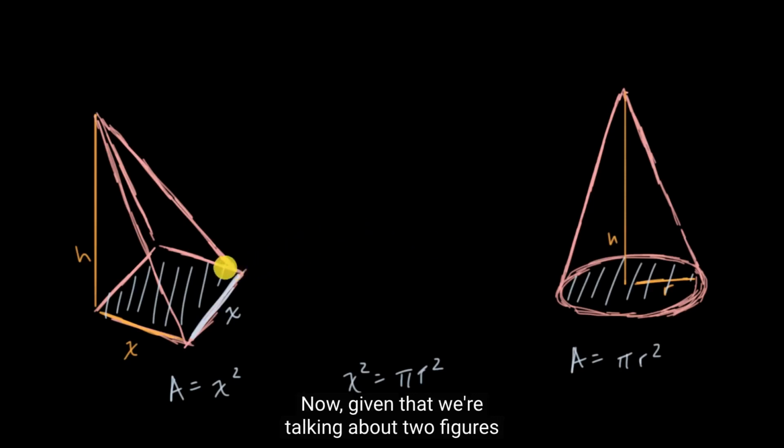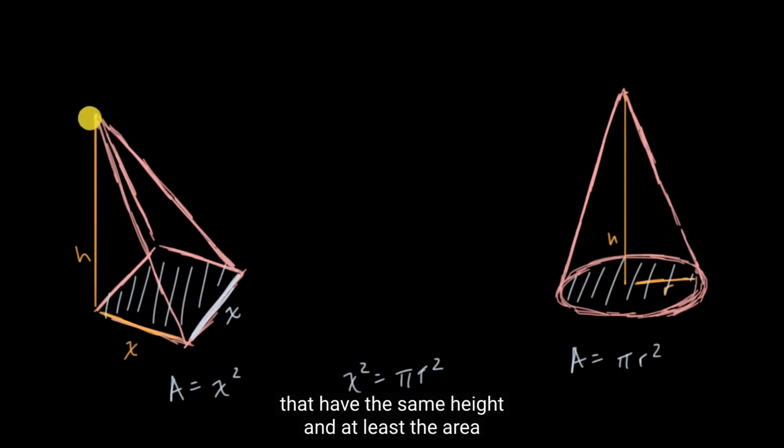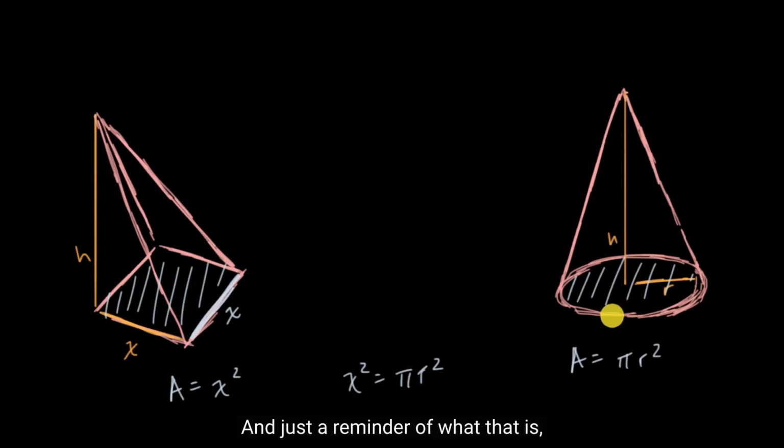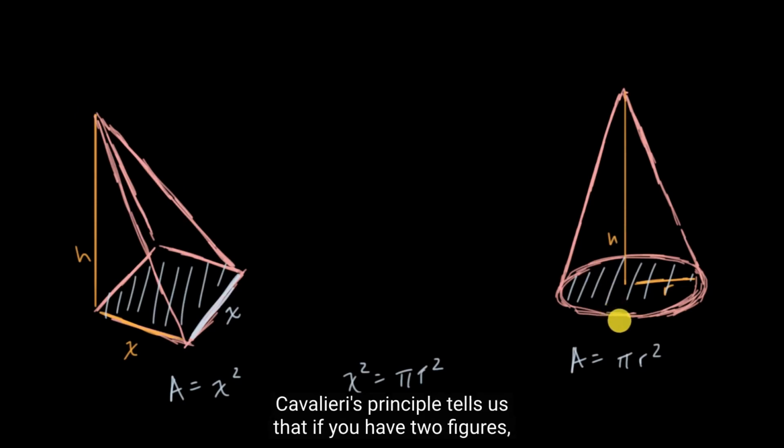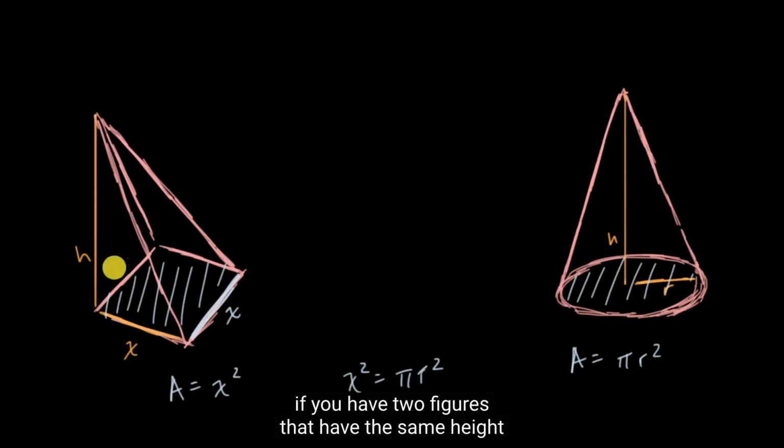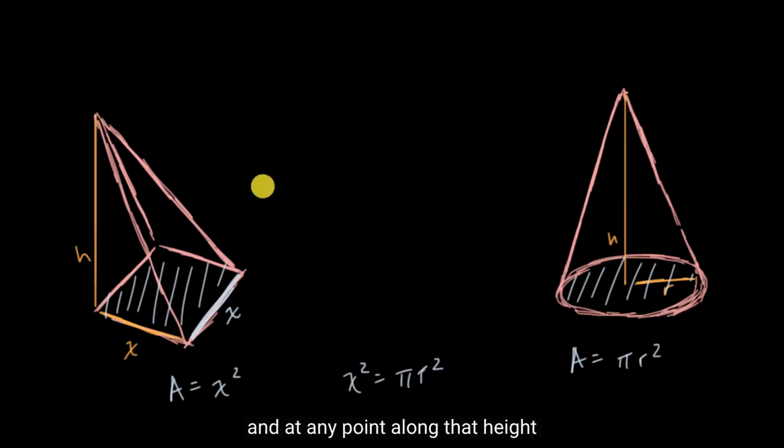Given that we're talking about two figures that have the same height, and that at least the area of the base is the same, you might be thinking that Cavalieri's principle might be useful. And just a reminder, in its three-dimensional version, Cavalieri's principle tells us that if you have two figures that have the same height, and at any point along that height the cross-sectional area is the same, then the figures have the same volume.